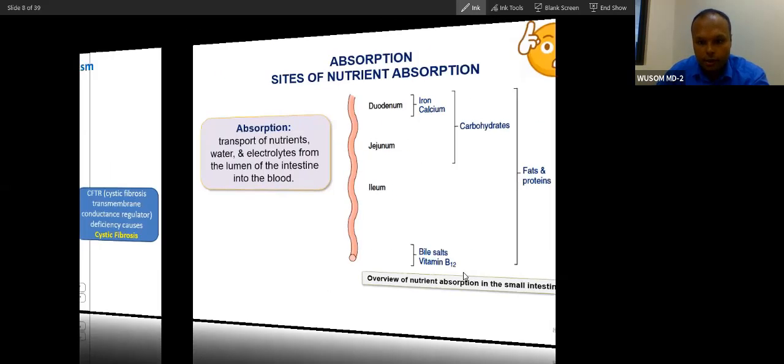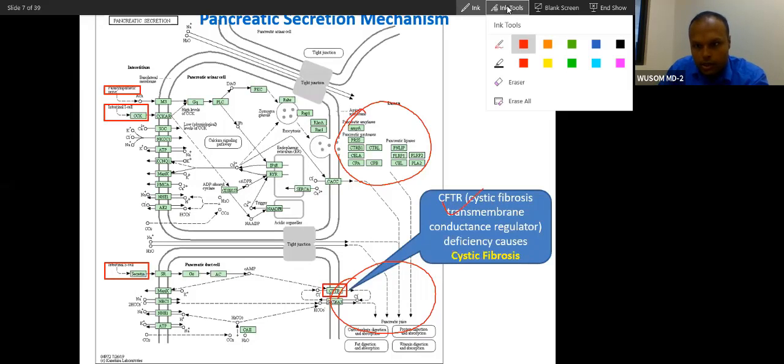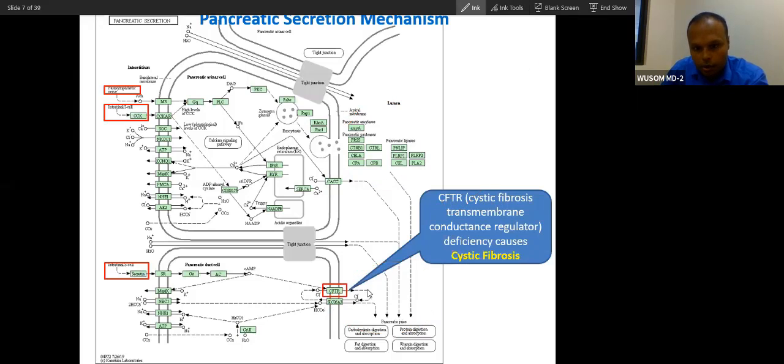So you know CFTR, okay? CFTR. So chloride is secreted through this CFTR. Chloride secretion occurs through this CFTR. This is the cystic fibrosis transmembrane conductance regulator. You know this CFTR, if there is a defect, it will cause cystic fibrosis.